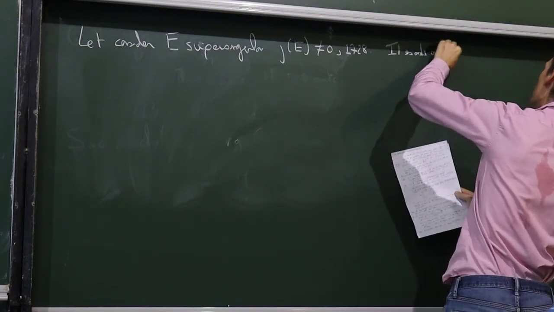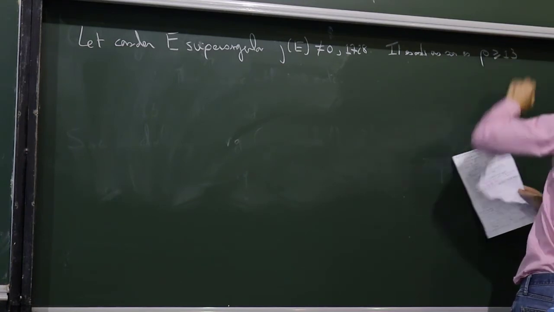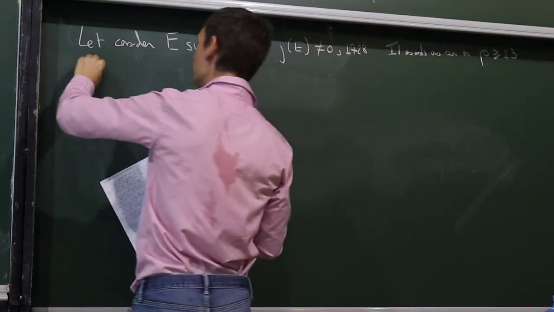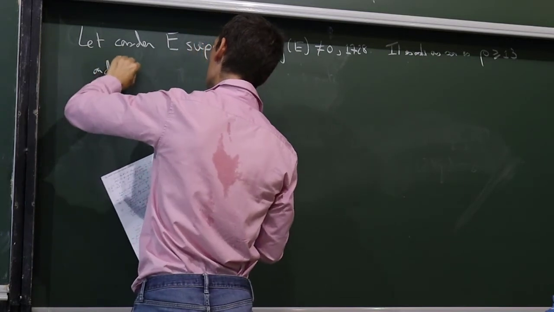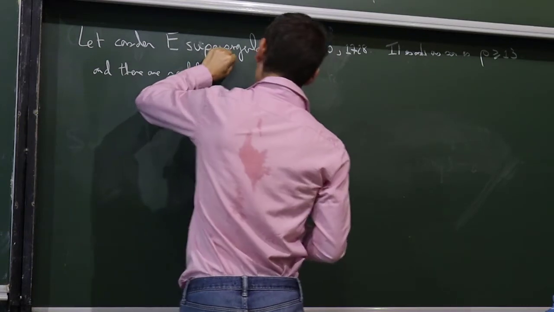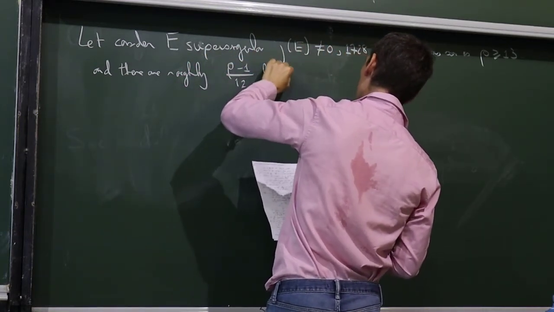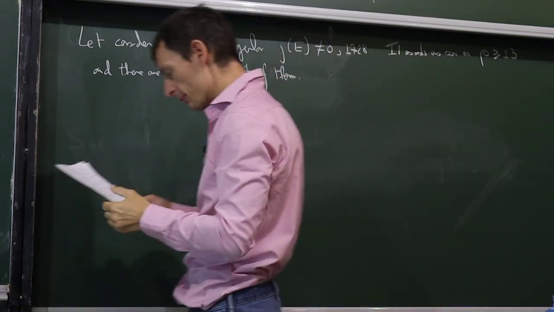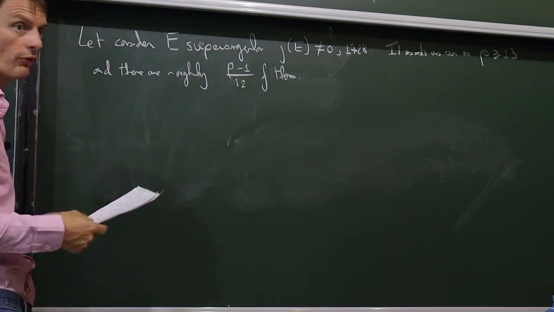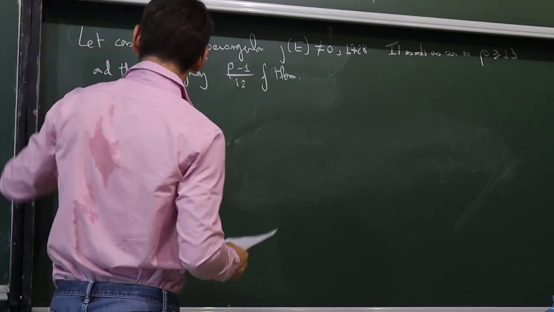as soon as p is greater than or equal to 13, and there are roughly (p minus 1) over 12 of them. Okay? So here again I do some restriction because I'm not going to consider p small, but of course all these gaps can be easily filled out.